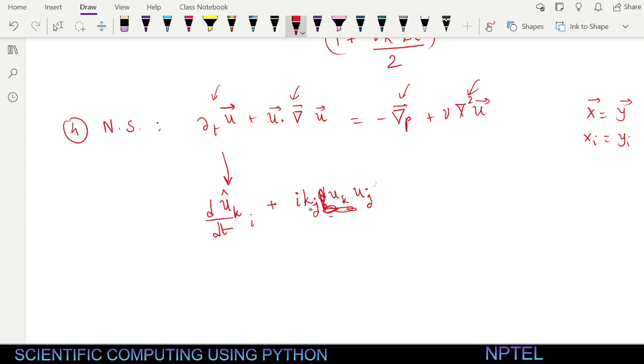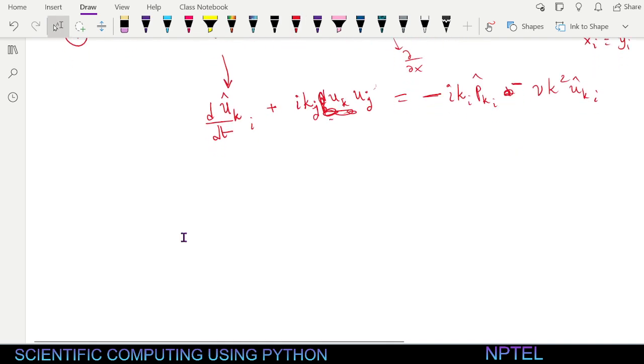So yeah, is equal to minus gradient of p. Now gradient is just like del x, right? But for each of the components. So del x gives you ik pk, right? But then you have to take the ith component, and plus nu times this del square will give you minus k square. So I can write this as minus k square uk and the ith component.